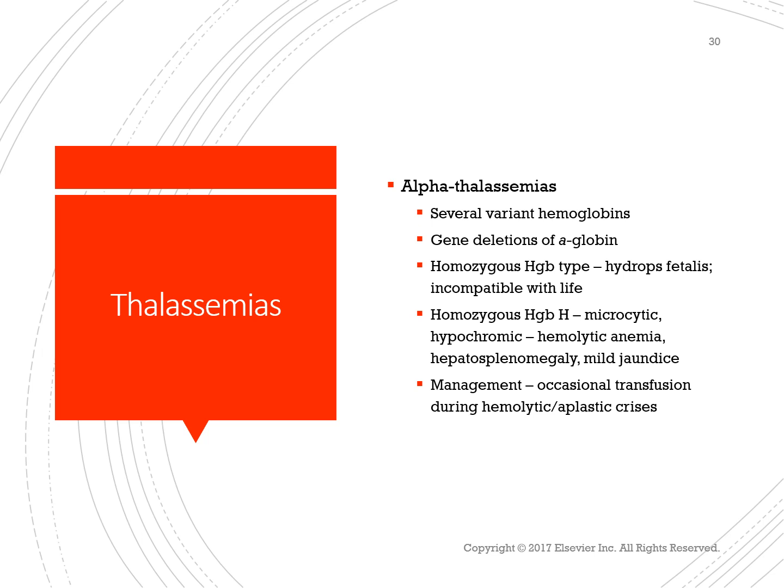If they have homozygous hemoglobin H, that is going to be that microcytic hypochromic thalassemia. So that would be hemolytic anemia, hepatosplenomegaly, and mild jaundice. Management for this, they would require some occasional transfusion during hemolytic and aplastic crises.